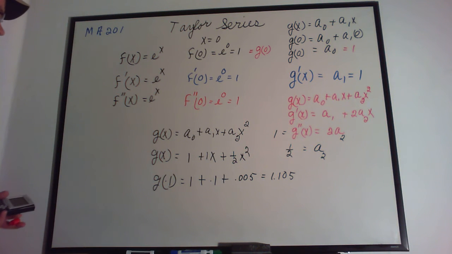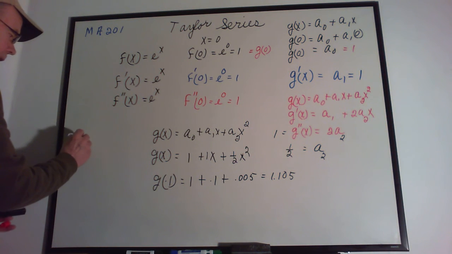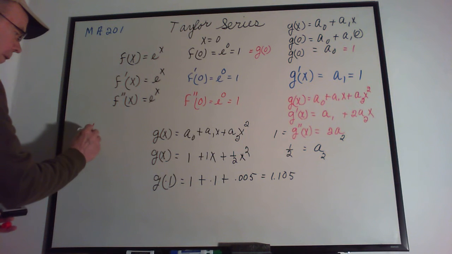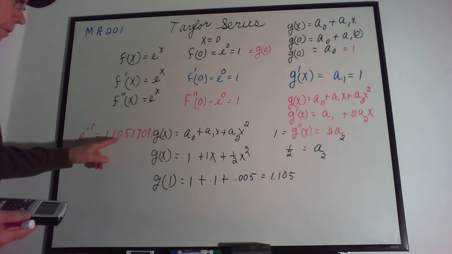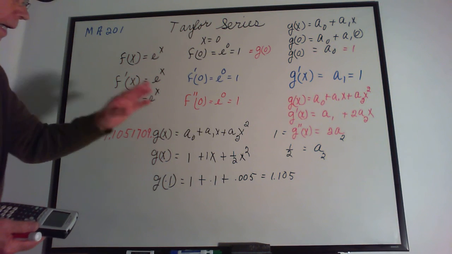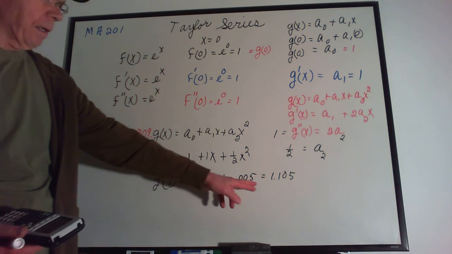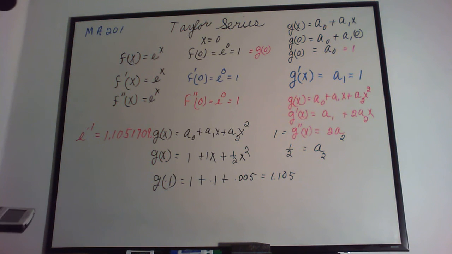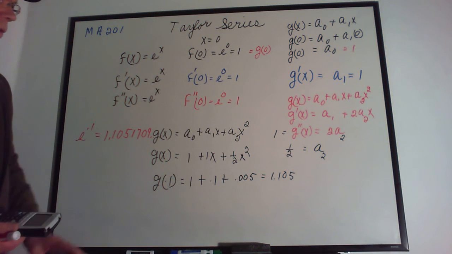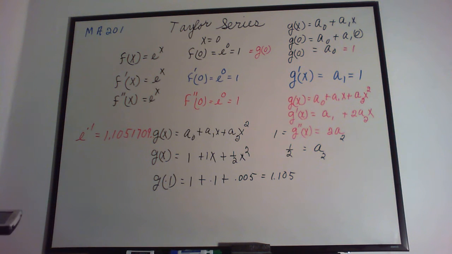Now take your calculators, calculate e to the point 1, see what you get. Pause the video. All right, and you should get 1.1051709. It keeps going on. But notice down here you have 1.105. All right, that's very accurate. For some functions, you're going to want to use the Taylor series because of the difficulty of dealing with the functions.